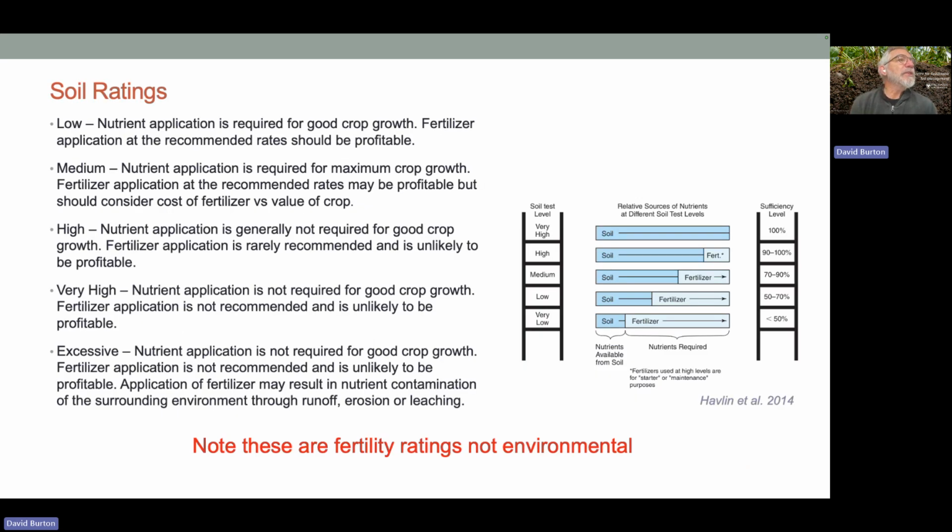These soil ratings, we talked a little bit about these previously, but basically what they're suggesting is low to medium, you probably need to add fertilizer. High, maybe not. What are the economics? How expensive is the fertilizer? Is it going to be worth it? Very high to excessive, you probably don't need fertilizer. Maybe just starter. Note these are also fertility ratings. They're not environmental ratings, so even at a medium rating, there could be potential for environmental impact. It's a separate analysis, a separate evaluation.